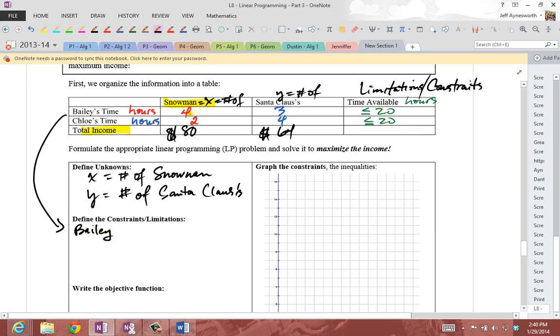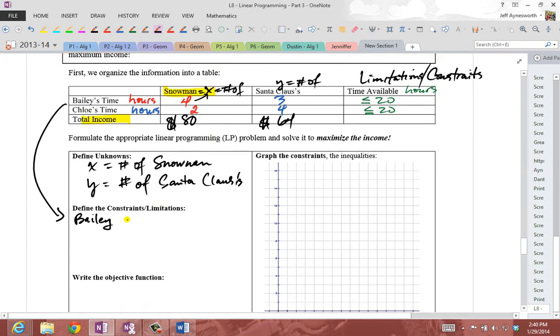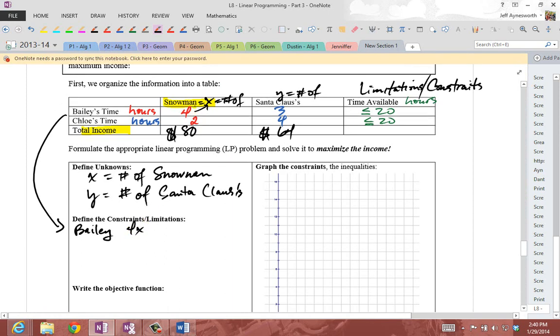It takes her 4 hours for each snowman, and 8 hours for 2, 12 hours for 3, and so on. So in general, you take your number of hours for each snowman and multiply it by how many you're making. In this case, we're making X. So we have 4X hours just for the snowman. We've got 3 times the number of hours Y for the Santa Claus. So plus 3Y here. That's got to be less than or equal to 20 hours.